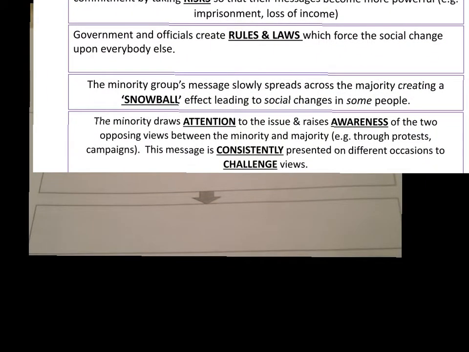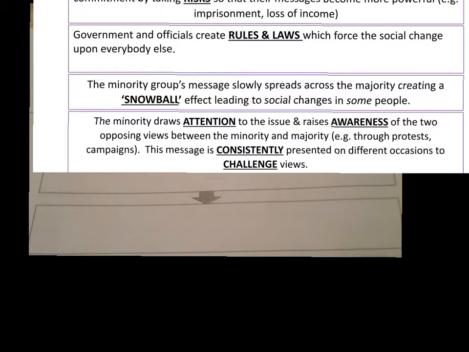If we have a quick look at this statement, it says the minority, so remember we're focusing on a small group of people to begin with. The minority are drawing attention to a particular issue in society, and what they're attempting to do through their minority viewpoints is raise awareness. Now typically with a minority influence, that awareness usually comes through some sort of protesting. So you can see here that the minority initially raises awareness through protests.